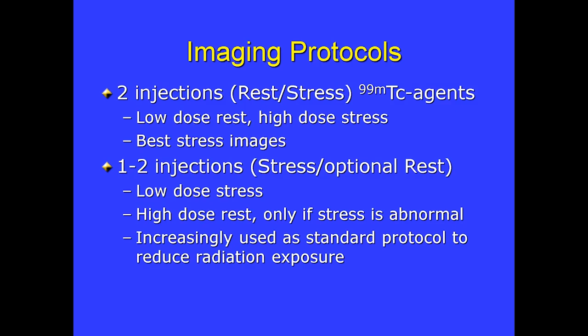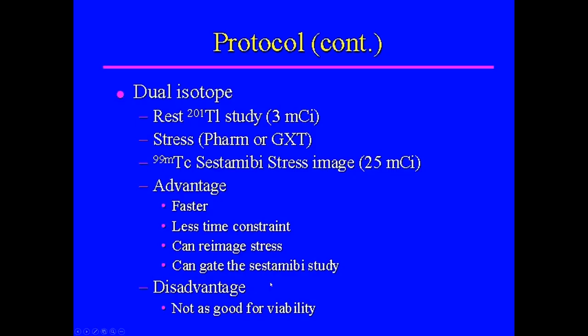Another protocol is to do the stress first and then an optional rest, where you deliver the low-dose stress injection, and if that is abnormal, then you can give a higher dose at rest. Now, the issue with this is that the stress is lower dose. However, this is now increasingly used as a standard protocol because you can avoid giving the rest dose and therefore reducing the overall radiation exposure to the patient. So, especially in the intermediate likelihood patients where the image is fairly normal looking, you can avoid having to do a rest study.